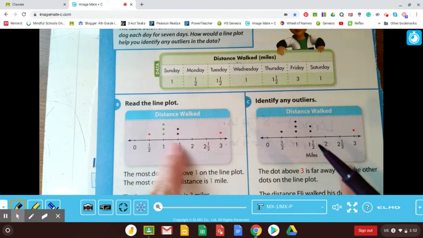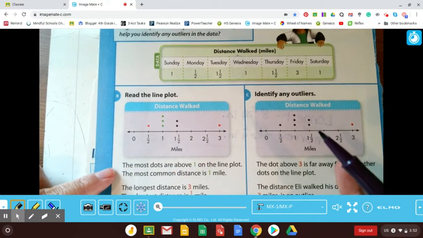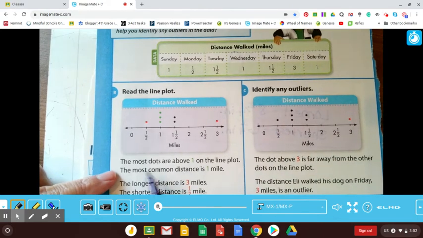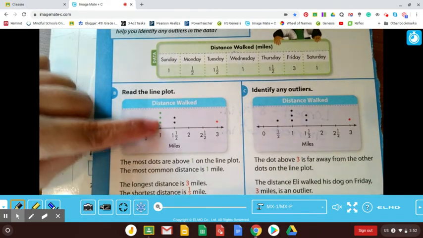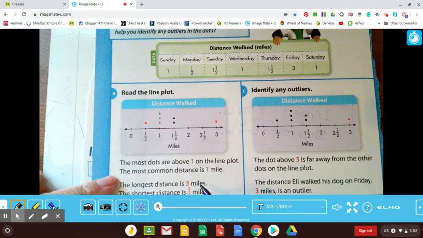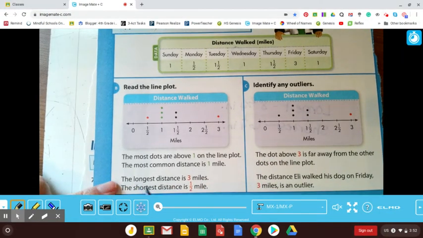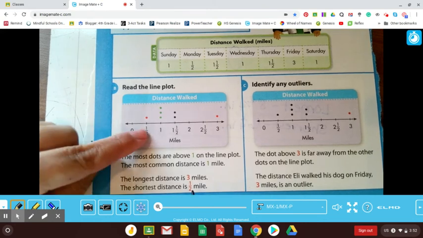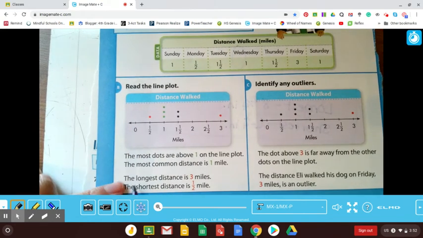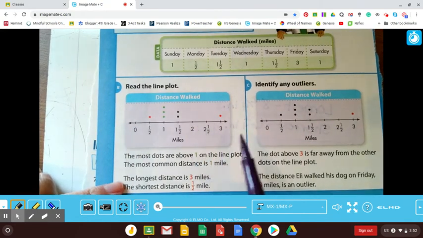So just looking at this data table, we can tell a few things. The most dots are above the number 1. So the most common distance was about 1 mile. The shortest distance was that half mile, and the longest distance that they walked with the dog, Eli and his dog, was 3 miles.